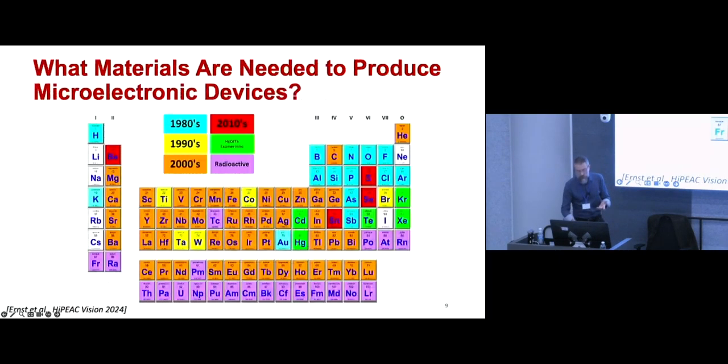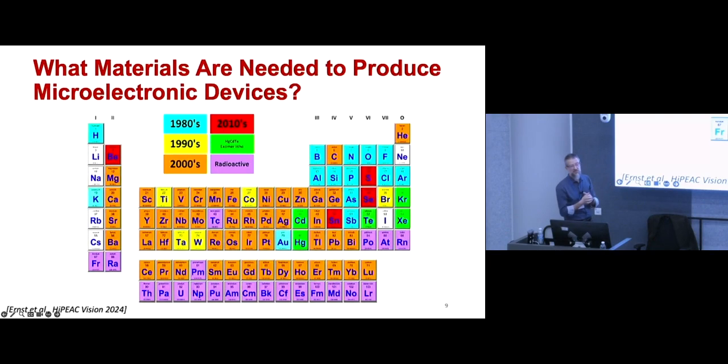Now, you may wonder, what kind of materials do we need to manufacture the IC devices that we are using on a daily basis? Well, in the 1980s, we needed like a dozen materials or so. In the 1990s, we needed a couple more, but in the years 2000, things started to explode because of the end of the scaling. Instead of having 2D transistors, we had to go to 3D transistors, which are much more complicated to manufacture, and as a result, we need many more materials.